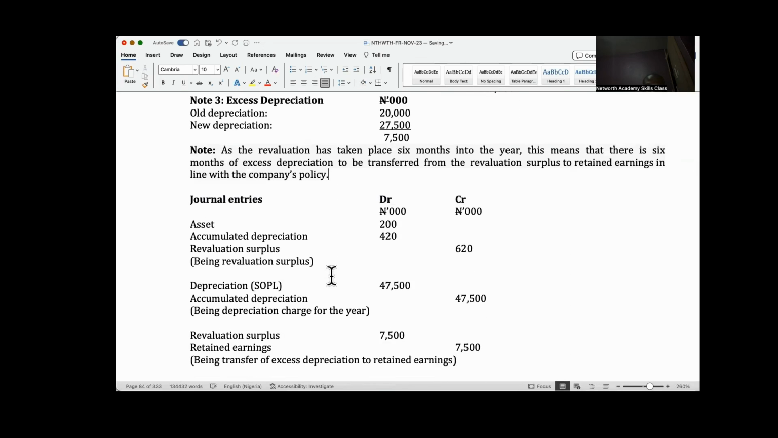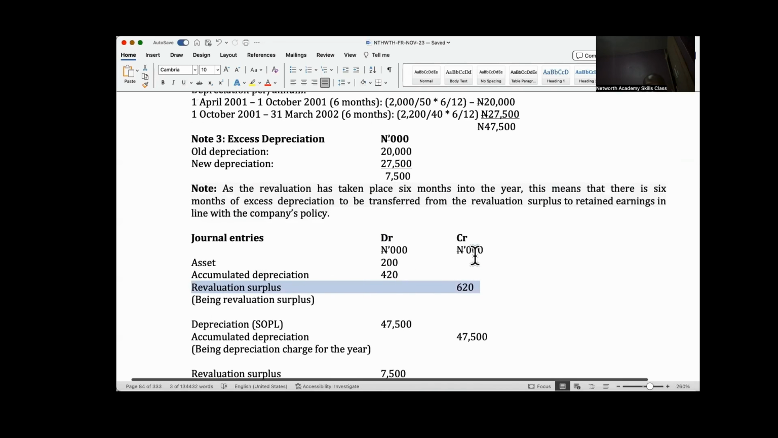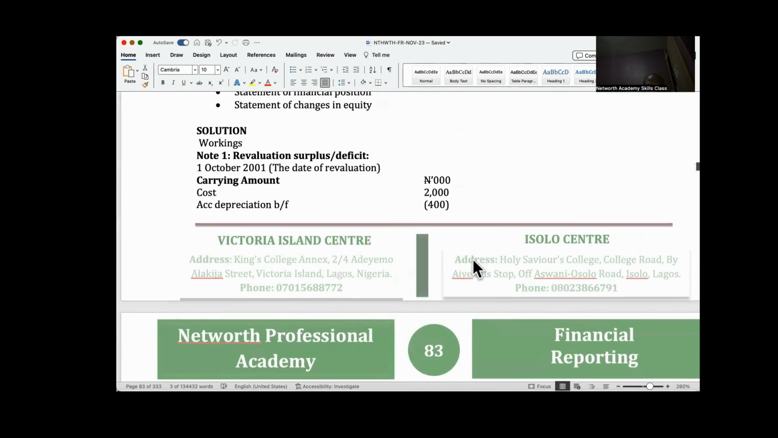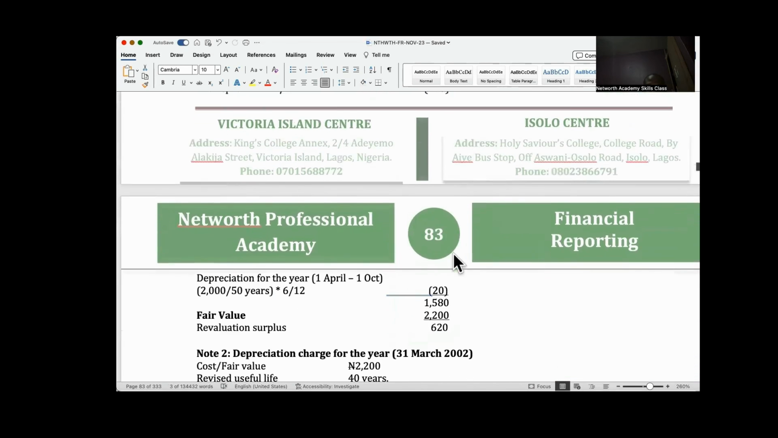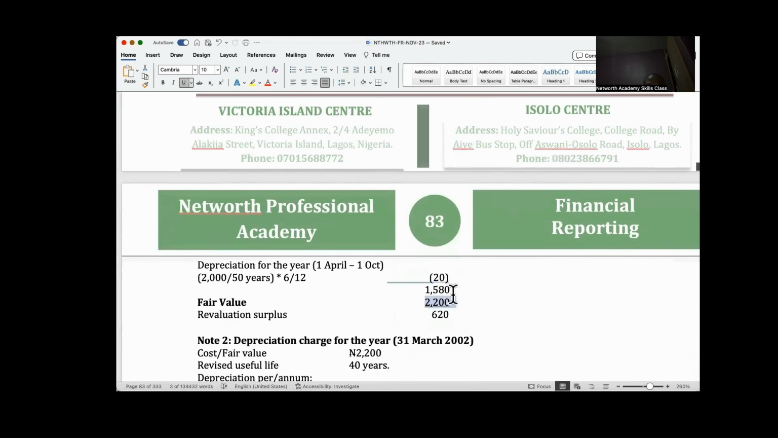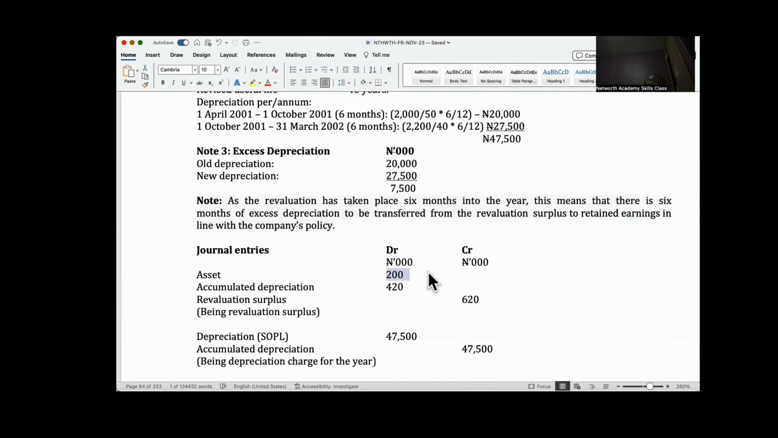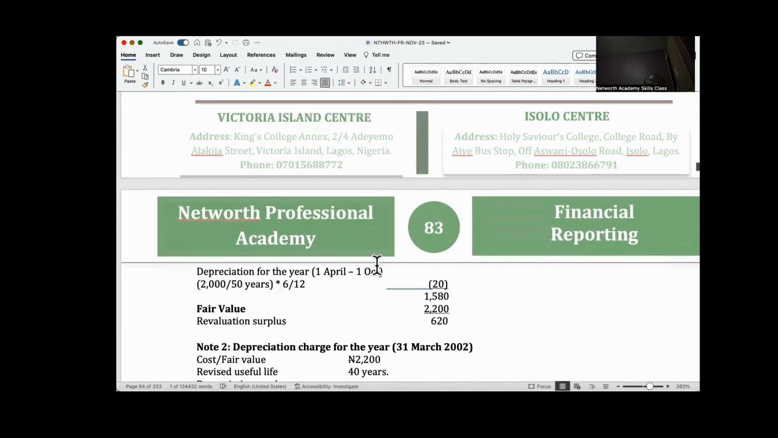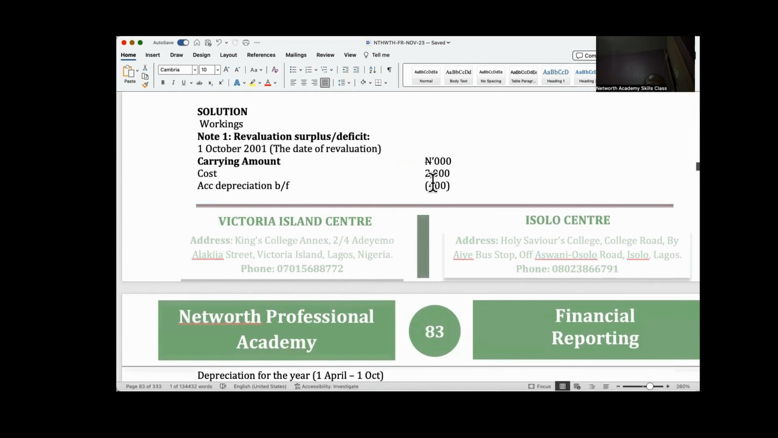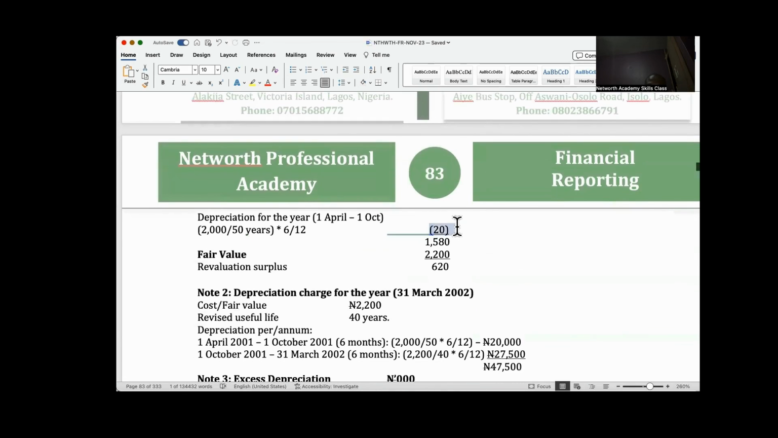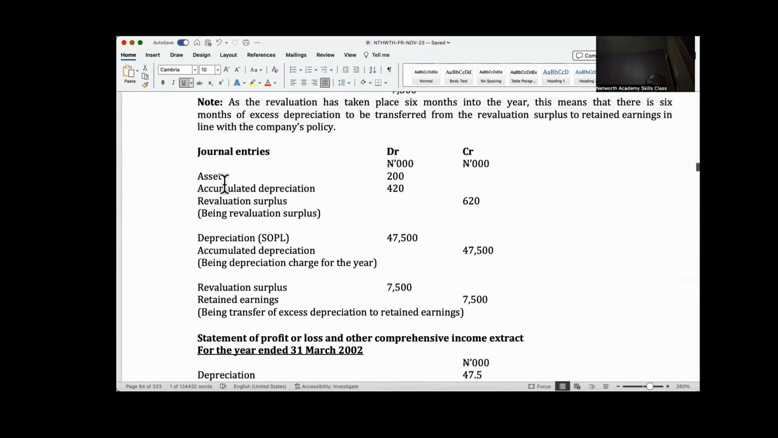So my journals. First, my revaluation surplus of 620 goes to credit, OCI, credit. Then my asset, if you look at my asset, the cost of my asset was 2,000. Now it has updated to 2,200. So I need to increase it by 200. And that's why I debited it by 200. My accumulated depreciation up to the date of revaluation is this 400 plus this 20, and that's 420. I have to eliminate it, and that's why I'm debiting it, 420.